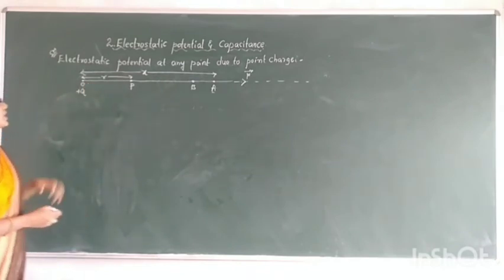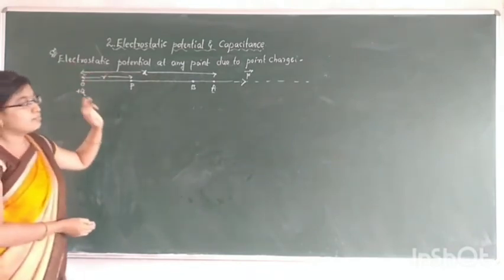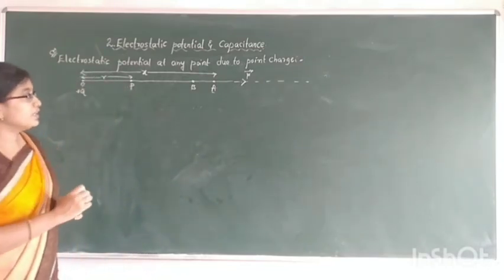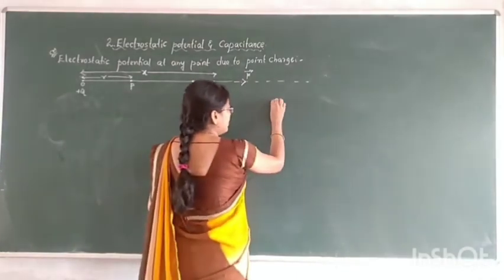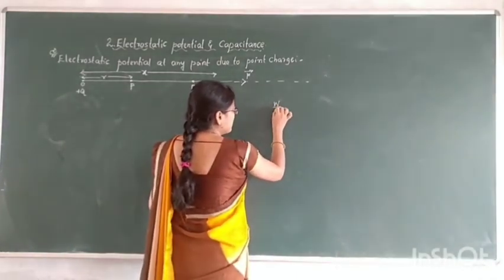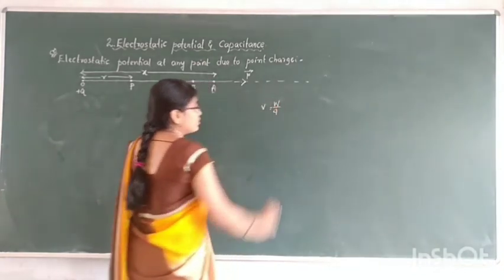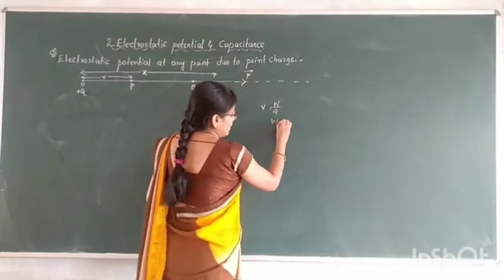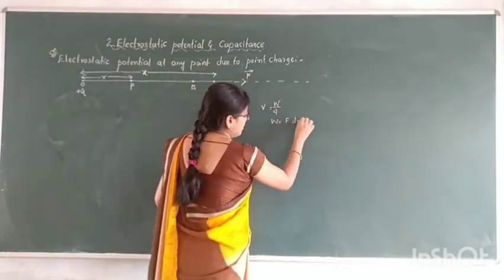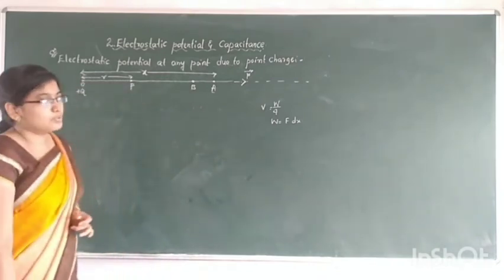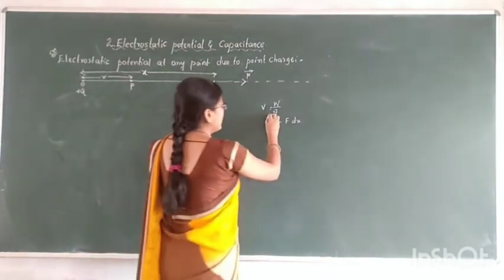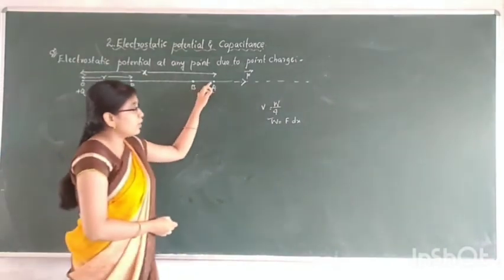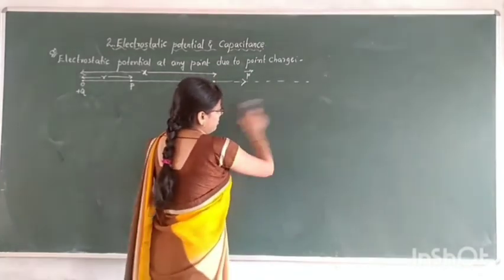Right. So in the derivation, now we have to find out the expression for electrostatic potential. To find that expression, we know it is work done by charge. Electrostatic potential means work done by charge. So if we want the work done value, we have to calculate force into displacement. So first, in this derivation, let us find out the electrostatic force at point A.